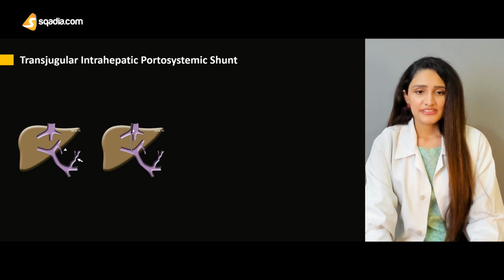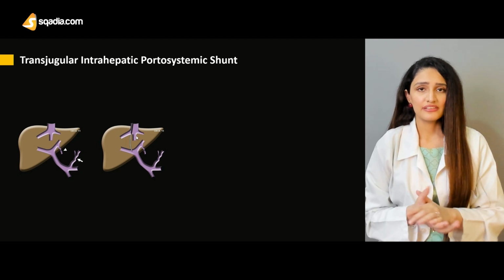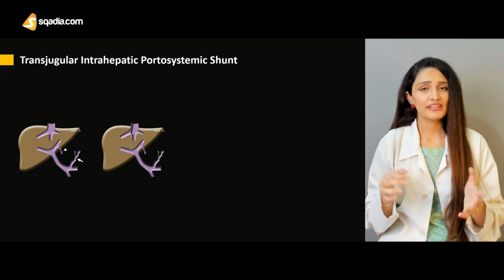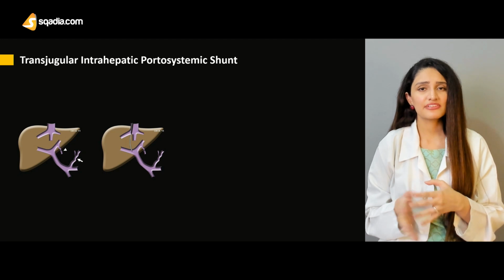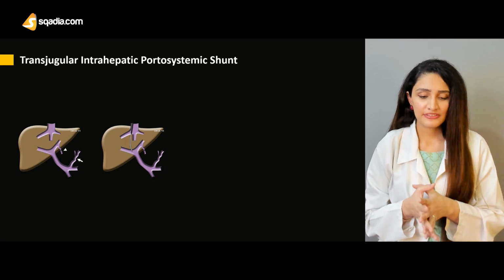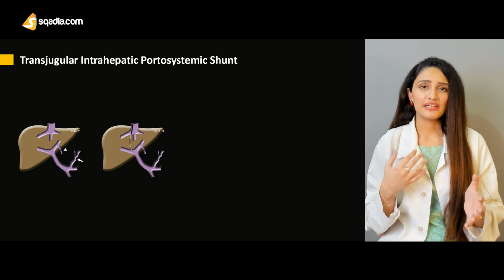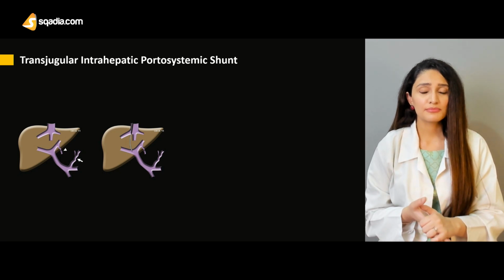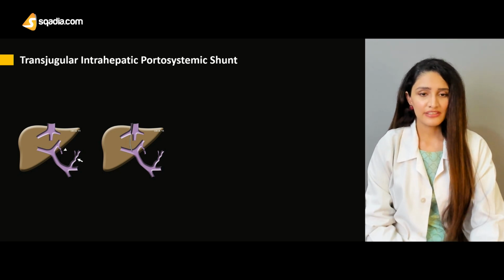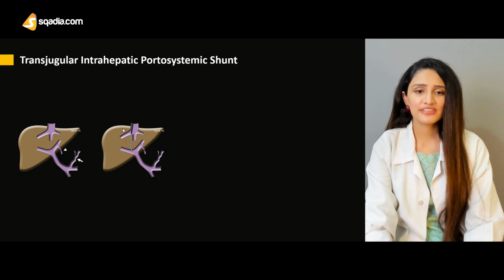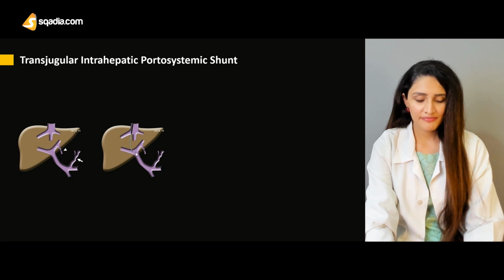And then what happens is that we pass a catheter with the help of a guide wire through the inferior vena cava and then into the hepatic vein. This could be done through a transjugular approach or through the femoral vein. After passing the catheter, we try to pass it into the portal vein.